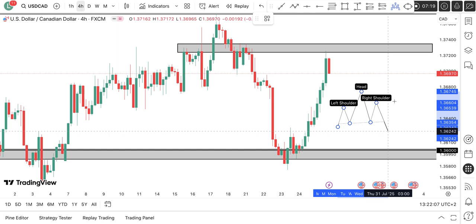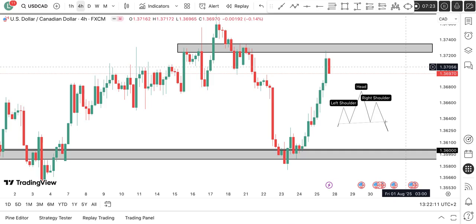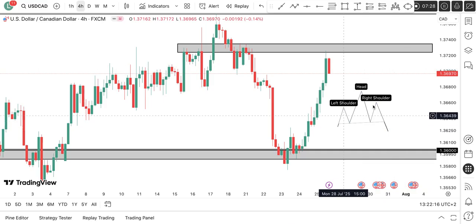So a head and shoulders, or rather any chart pattern, double tops, double bottoms, they are not chart patterns until they close below the neckline. This is the neckline, right? These are the two shoulders, left and right.